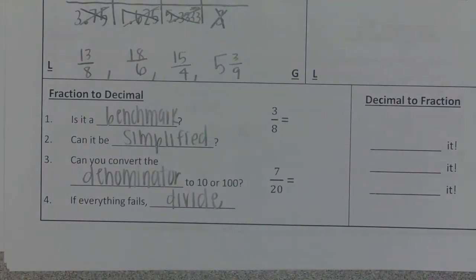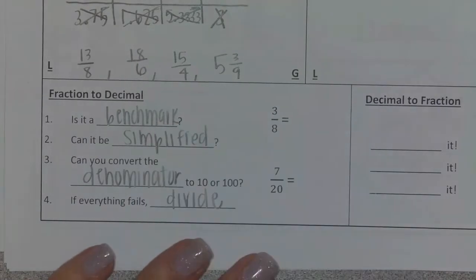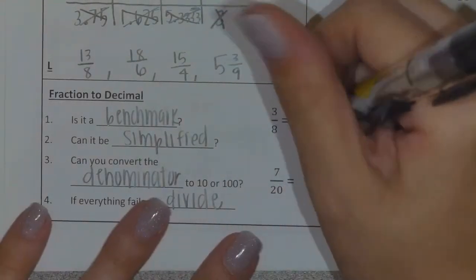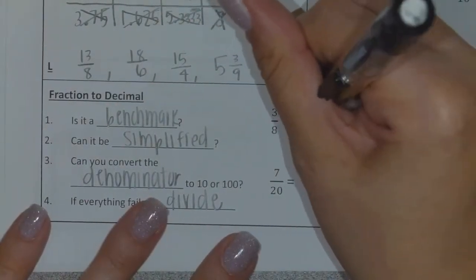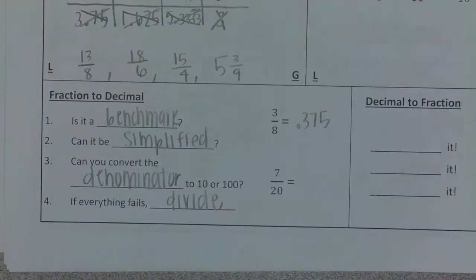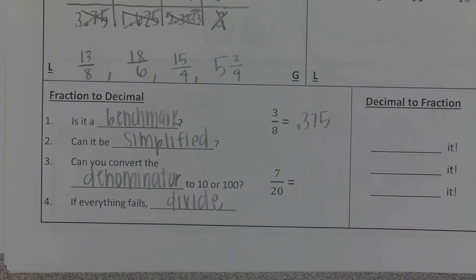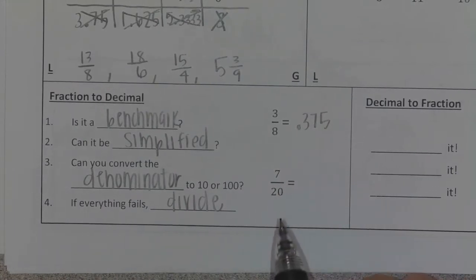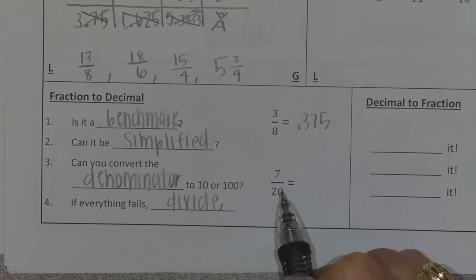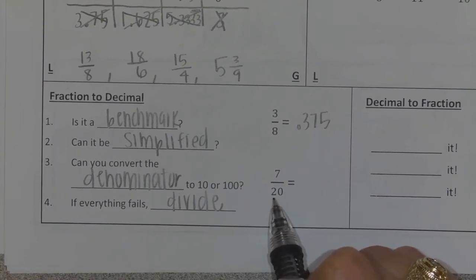Numerator goes inside. So when I see 3/8, 3/8 is a benchmark. We have 3/8, 0.375 or 375 thousandths. So that's why if I know my benchmarks, that's easy peasy lemon squeezy. I just know it off the top of my head. But when I look at 7/20ths, 20ths are not a benchmark for us. We don't know those off the top of our head.